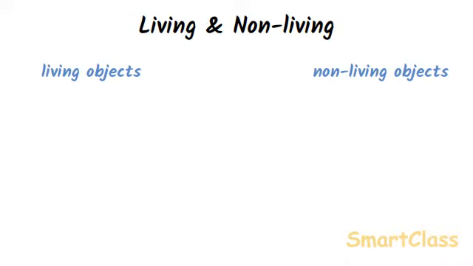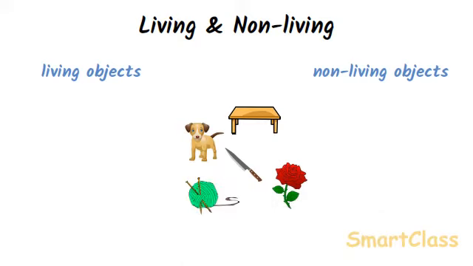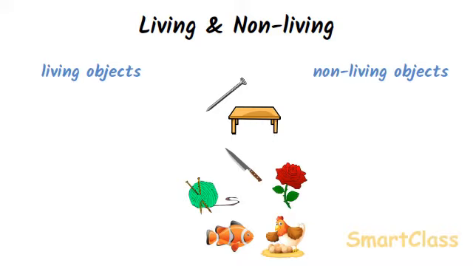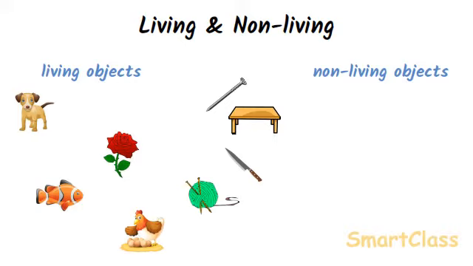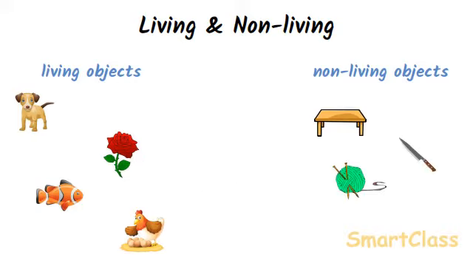As an example, let us classify the following objects into living and non-living objects. Here we have objects like table, dog, knife, rose, wool, fish, nail and hen. Now from this list, we can group all the objects into two groups as follows. The living objects group will have dog, rose, fish and hen in it, and the non-living objects group will have table, knife, wool and nail in it.